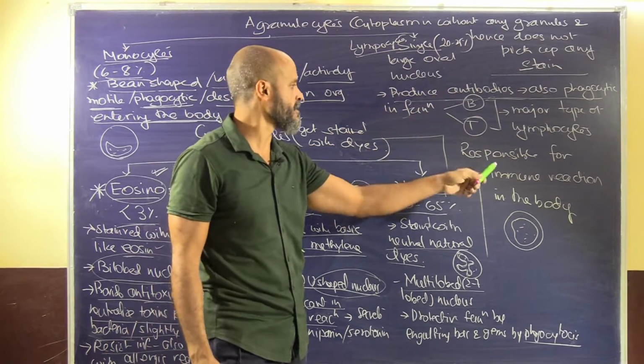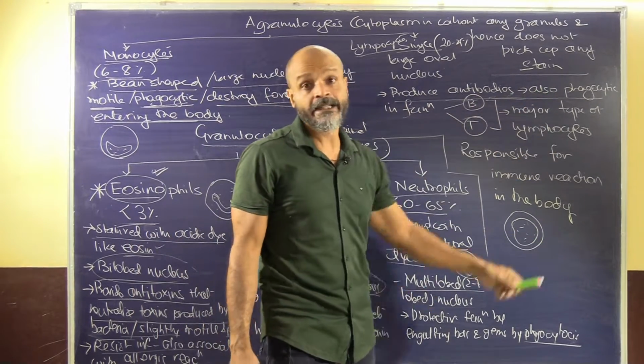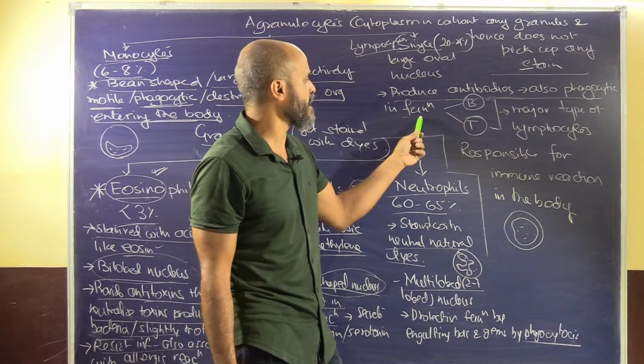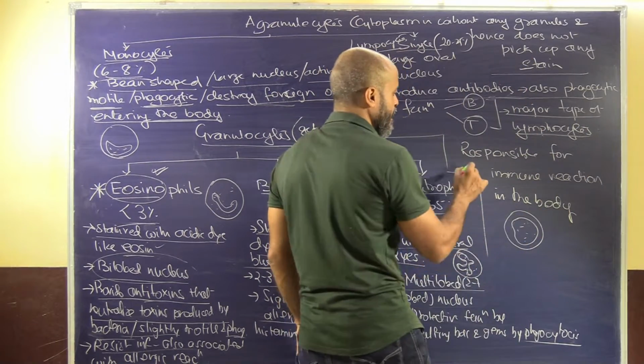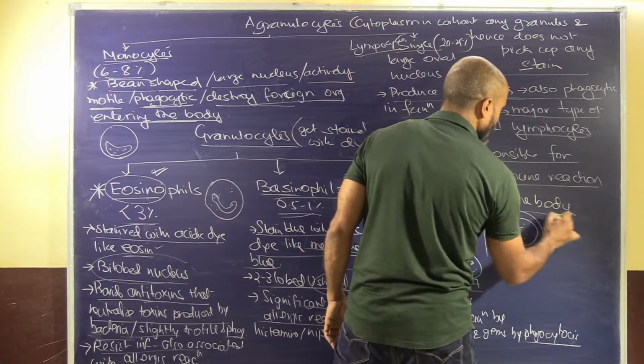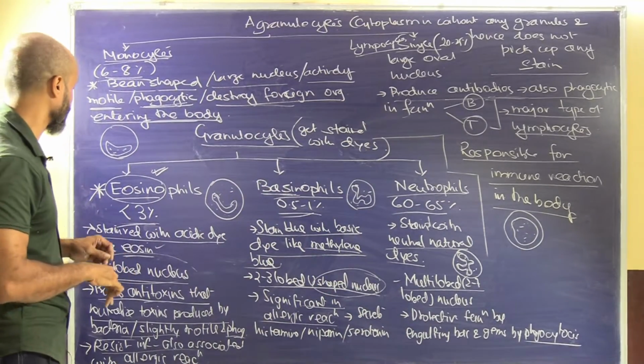They have a very large oval type nucleus. They produce antibodies, and they are also phagocytic. They produce antibodies, B and T. These are the major types of lymphocytes which we are going to study in detail. They are responsible for the immune reaction in the body. So just a quick recap, there was some confusion because I had not written the name.